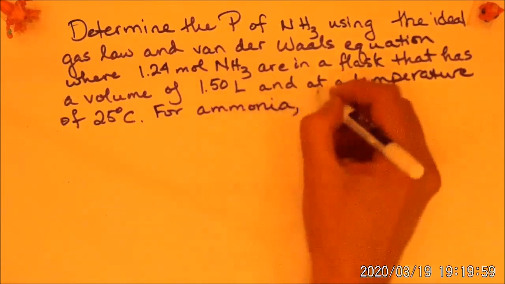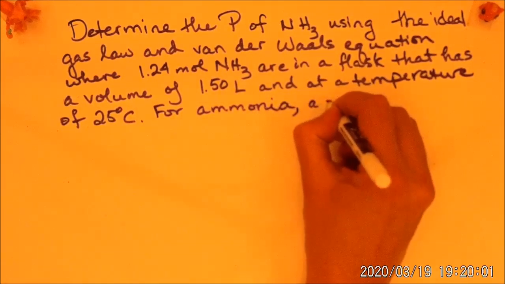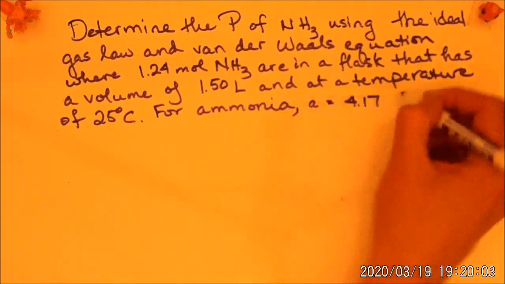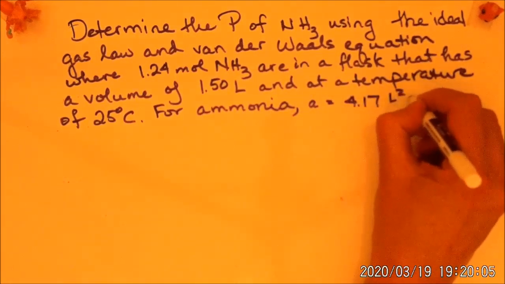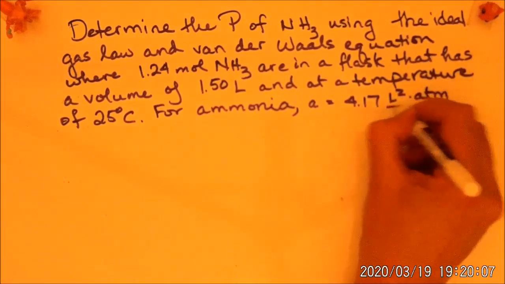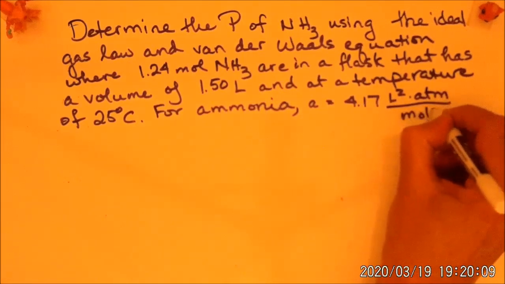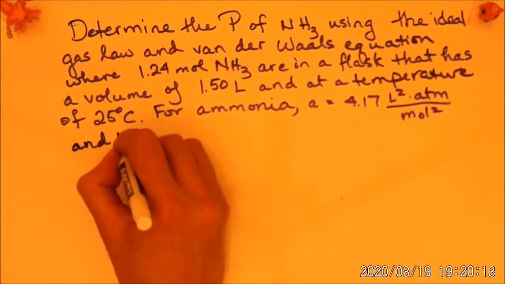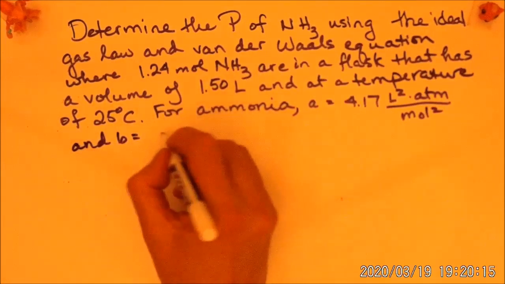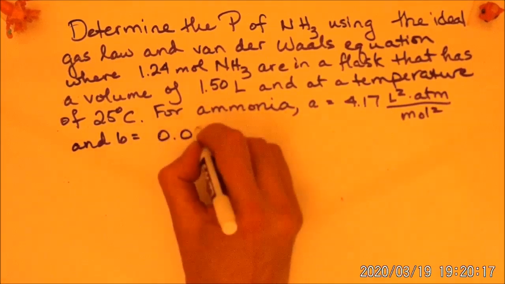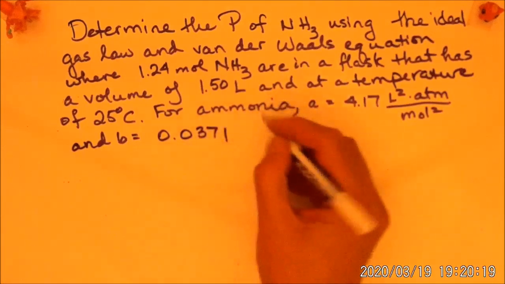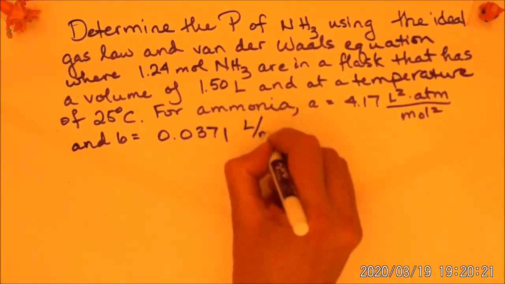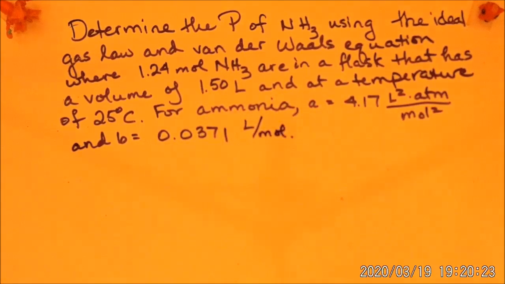And then for ammonia, the constants: A is equal to 4.17 liters squared atmosphere squared per mole squared, and B for ammonia is equal to 0.0371 liters per mole. All right, so let's get started.